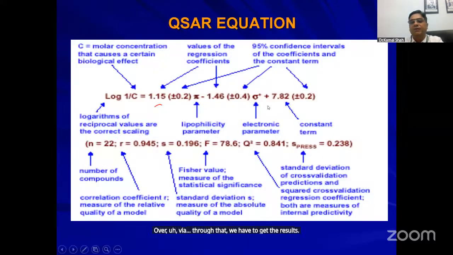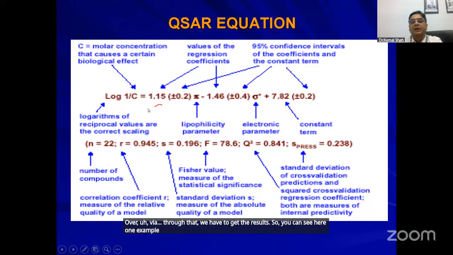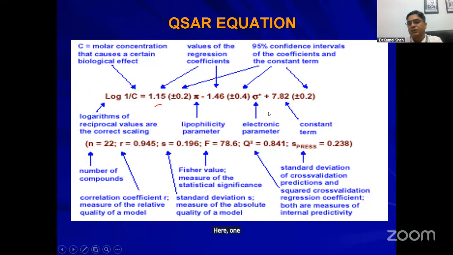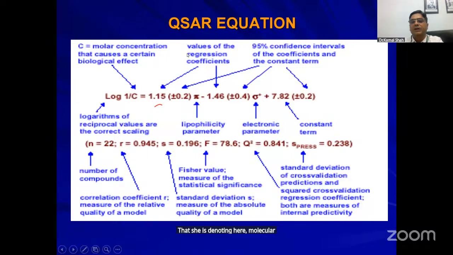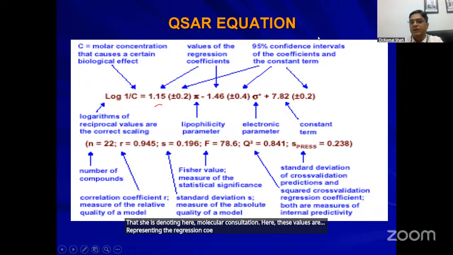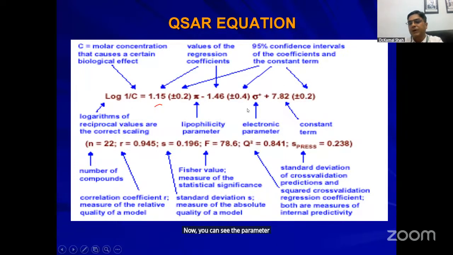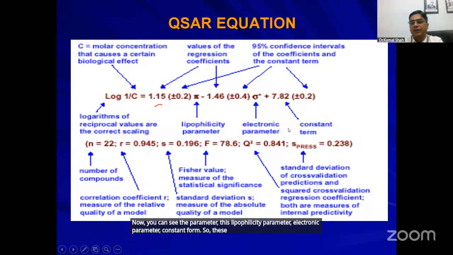So you can see here one example I have taken, where one equation has come out, which is the outcome of QSAR itself. C is denoting the molecular concentration. Here these values are representing the regression coefficient. This is nothing but the 95% confidence interval. Now you can see the parameters: the lipophilicity parameter, the electronic parameter, the constant form. So these are the different values.